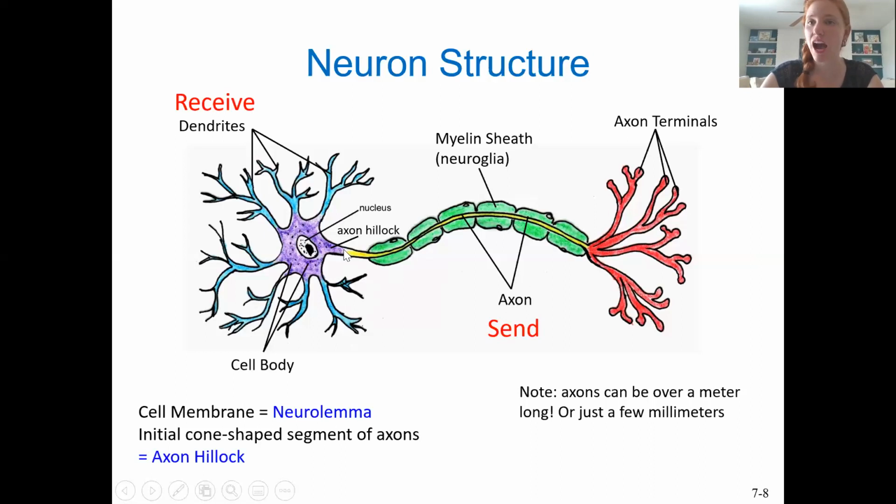The neurolemma just is the outermost cell membrane. We already did axon hillock. Good. Okay, so axon hillock, just the very first part of the axon, the fat part at the beginning.